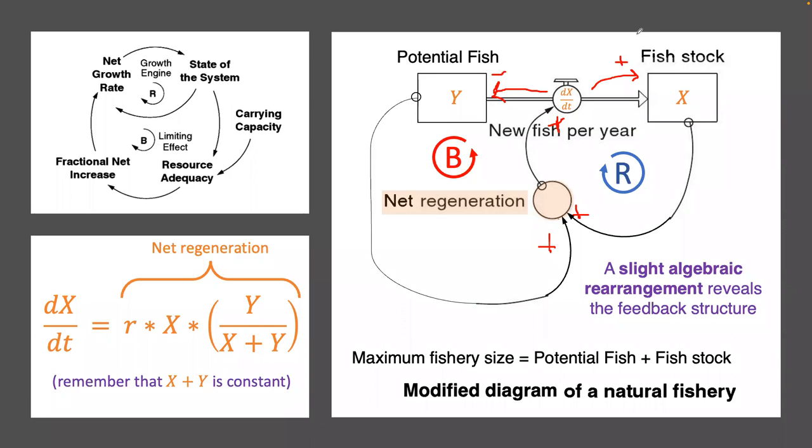So does that modification make sense, that I'm doing this weird thing where we're breaking things up in two, as opposed to leaving them in that original form where everything was tied up in the lookup table? Does this idea of potential fish make sense?